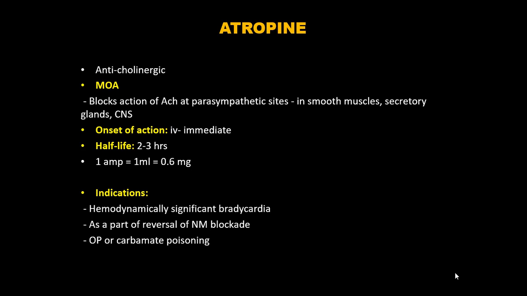Atropine, it is the classic anticholinergic. It blocks the action of acetylcholine at parasympathetic sites in smooth muscles and secretory glands. Onset of action is immediate, half-life is 2 to 3 hours. Indication is hemodynamically significant bradycardia, as a part of reversal of neuromuscular blockade and organophosphorus poisoning.